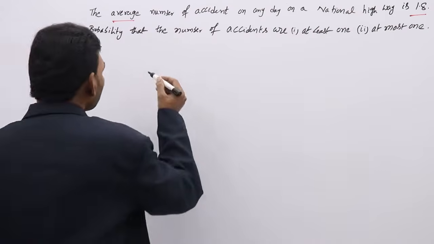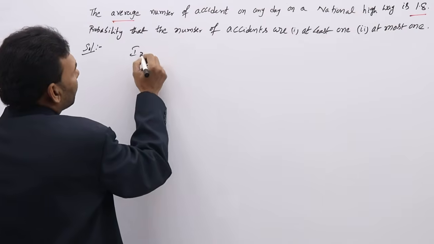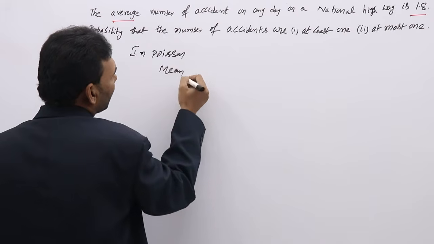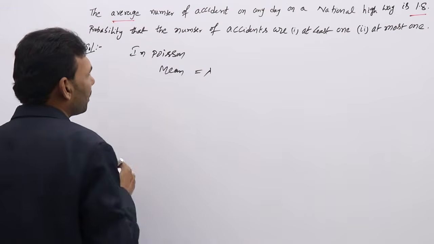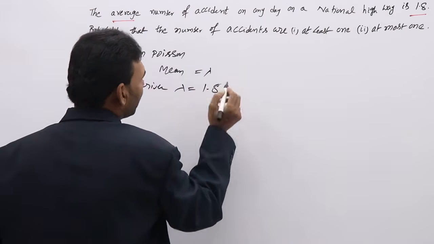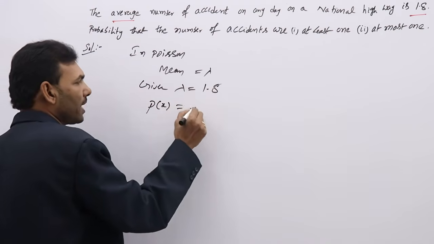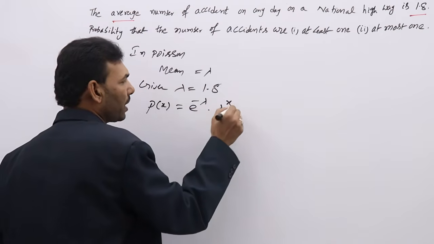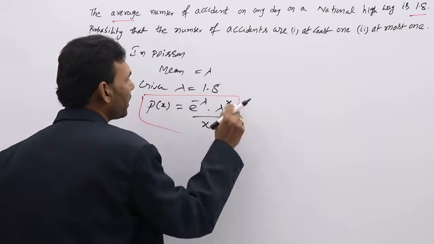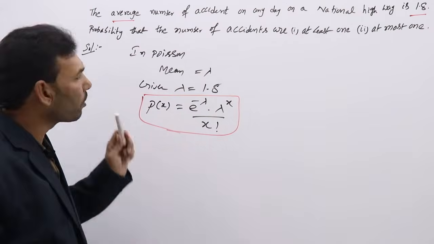Now, by assuming the given distribution is Poisson, in Poisson we take the mean as lambda. Here lambda is 1.8. And in Poisson, probability of x has the formula e power minus lambda into lambda power x by x factorial. This is the formula to find any probability in Poisson distribution, and we know the lambda value. Lambda value is enough to find any probability.